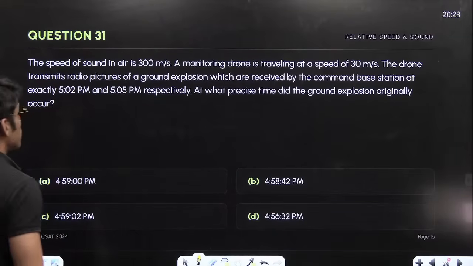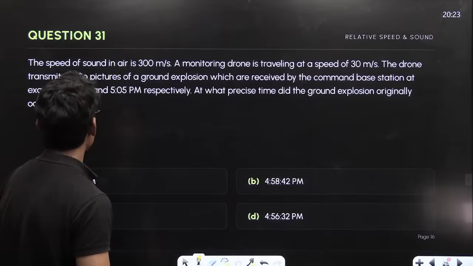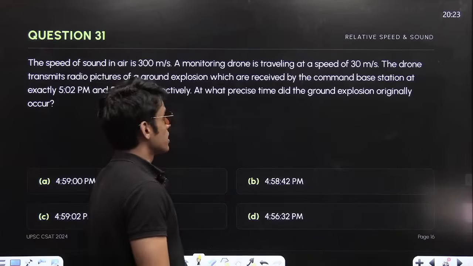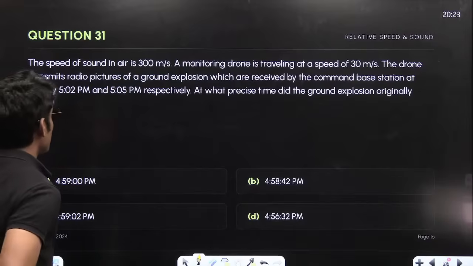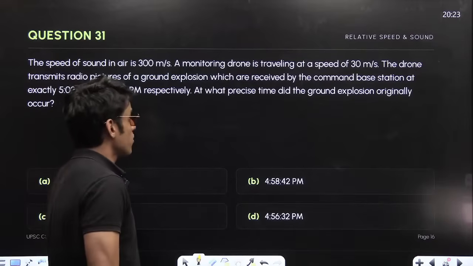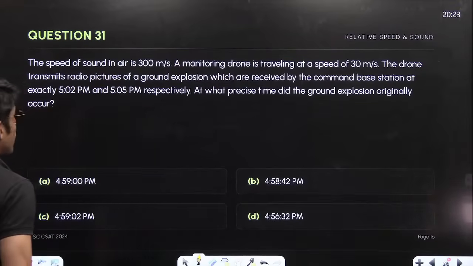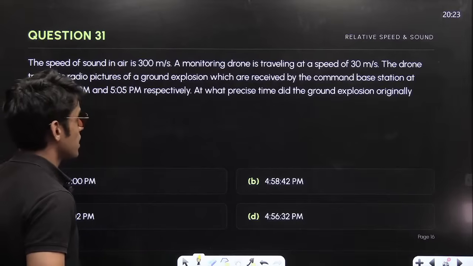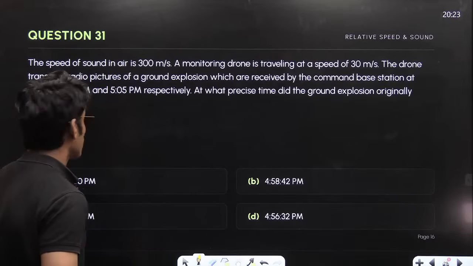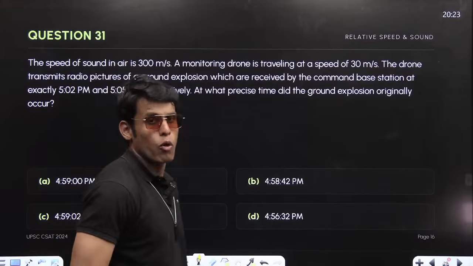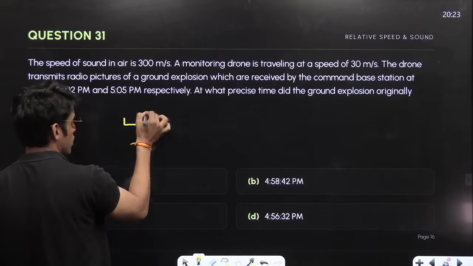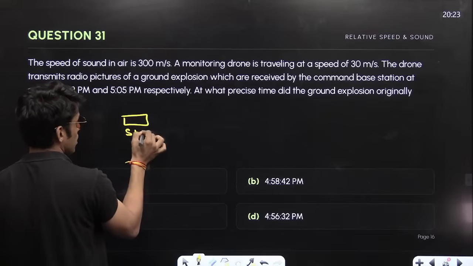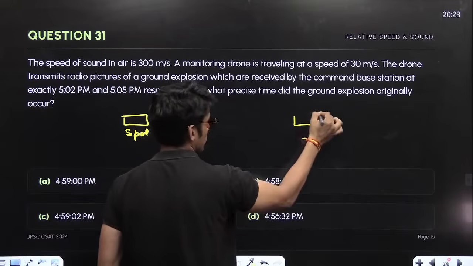So the speed of sound in air is 300 meters per second. A monitoring drone is traveling at a speed of 30 meters per second. The drone transmits radio pictures of a ground explosion which are received by command base station at exactly 5:02 and 5:05 p.m. respectively. What is the precise time at which the ground explosion originally occurred? So what was the problem here? See, this was the spot. This was the station.